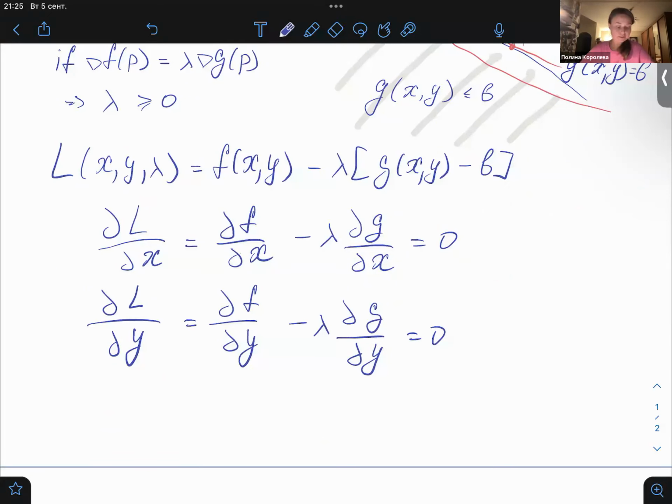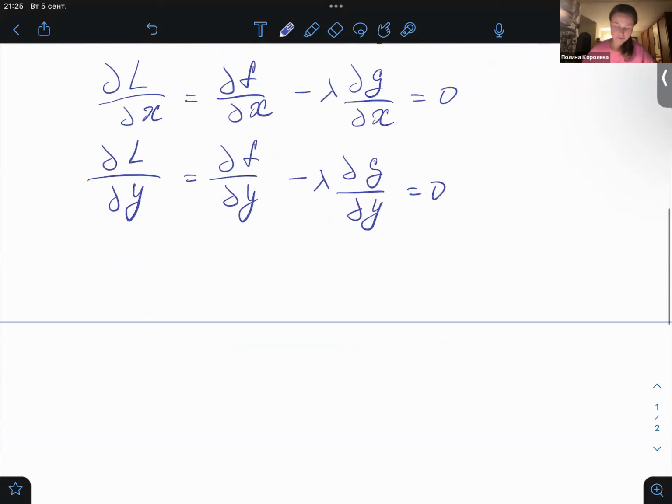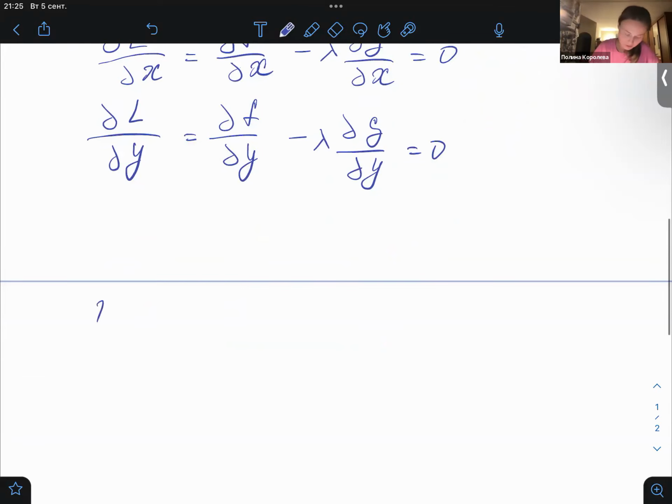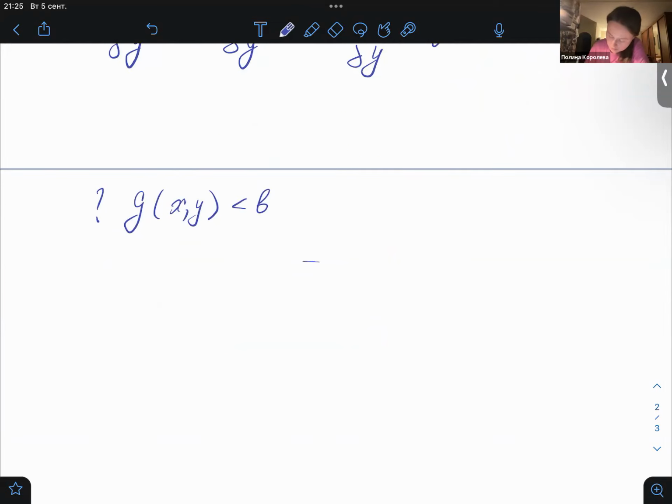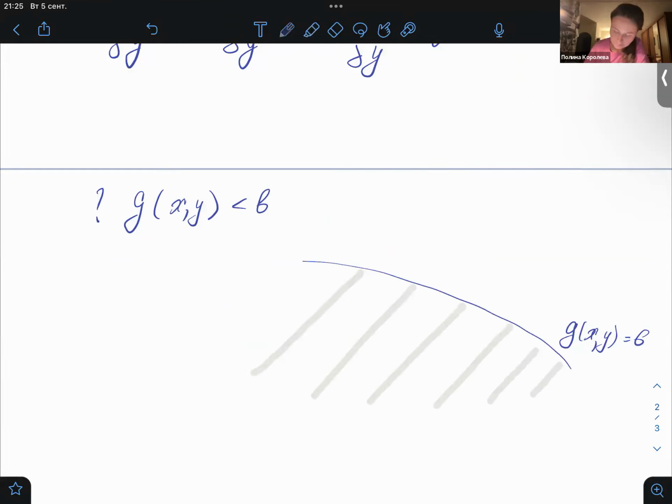But what if the maximum occurs at a point where our constraint is non-binding? I will give you an example. What if the solution is not at the boundary? Let's draw the same set, this set that we consider. And for example, our level sets of the objective function are like this. This is the point of maximum.